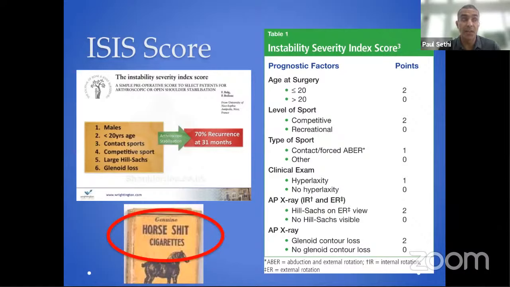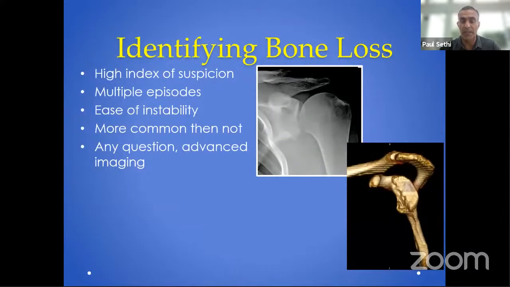Using the on-track and off-track score as well, I think in conjunction can help get you a gestalt or a concept of what might or might not be required. So identifying bone loss, look, this is critical. And unfortunately, Burkhart and De Beer let us know about this just about 15 years ago, but you just have to have a high index of suspicion, particularly when there have been multiple episodes, when there's an ease of instability. And I mean ease of instability means that it comes out in your sleep.